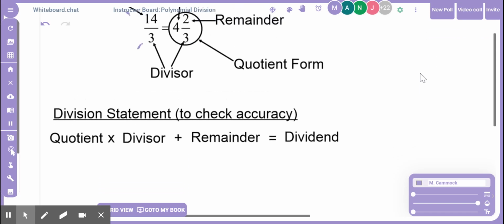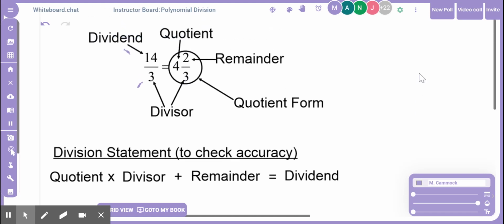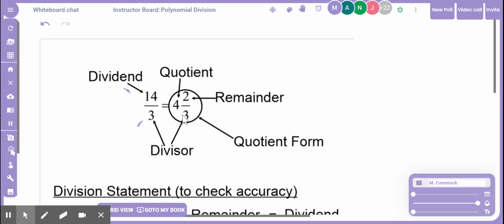Now, if I wanted to check the accuracy of my division, if I wanted to know whether the quotient form that I got was right, I could do something called the division statement. The division statement says take the quotient of 4 multiplied by the 3 and add on the 2, and 4 times 3 is 12 plus 2 is 14. It gives you 14 over 3.